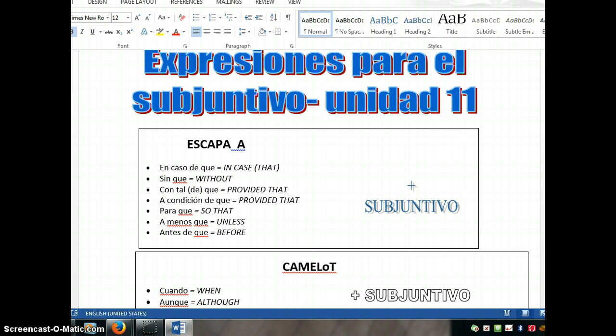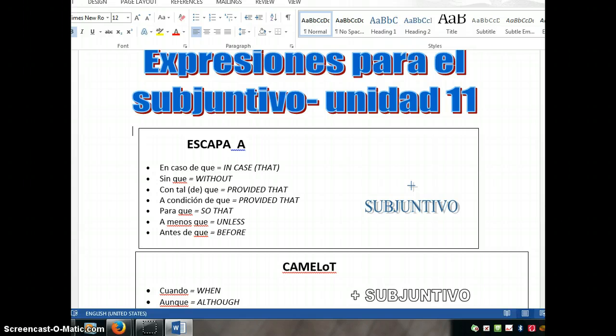Whenever we use en caso de que, sin que, con tal de que, a condición de que, para que, a menos que, and antes de que in a sentence, we're going to use the subjunctive following that conjunction. The reason is because all of those present a situation in which there is a chance that the action may or may not happen.